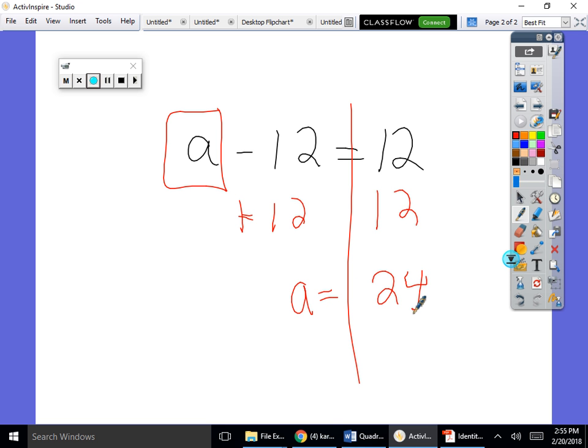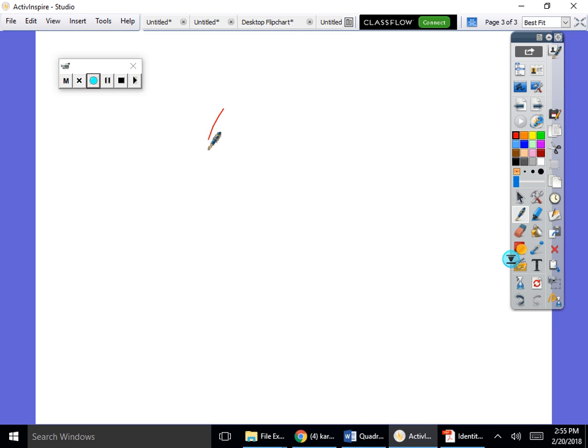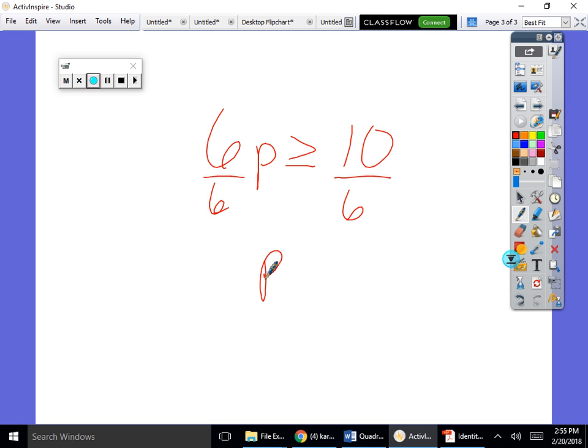Number 2, same thing, it's a one-step inequality. 6p is greater than or equal to 10. What do I need to do? Divide by 6. P is greater than or equal to 10 over 6. If I reduce it, because when I look at the choices, this isn't there, I then reduce it to 5/2.